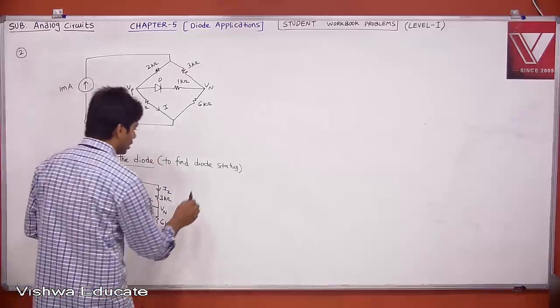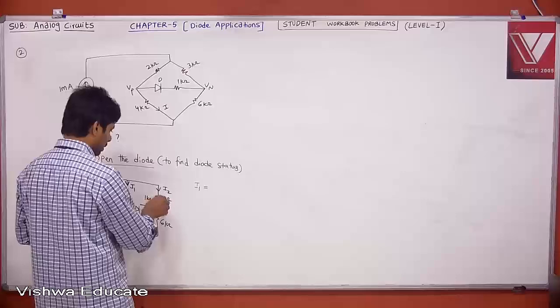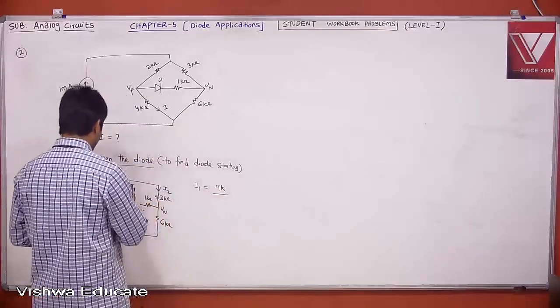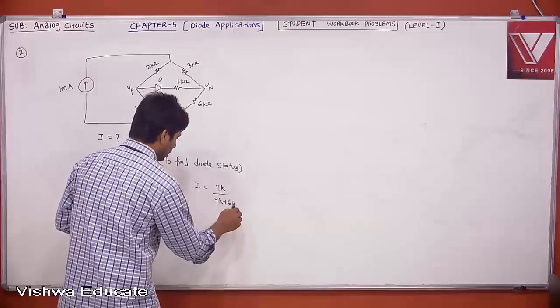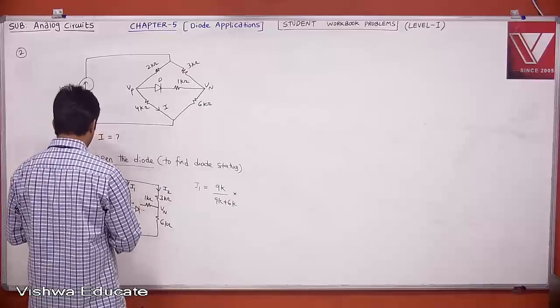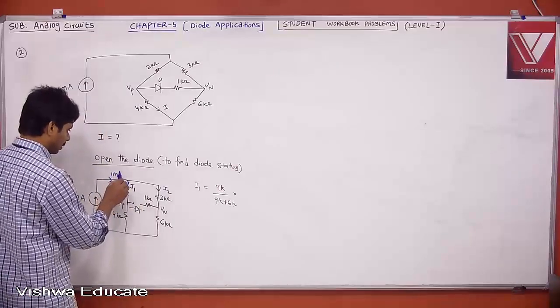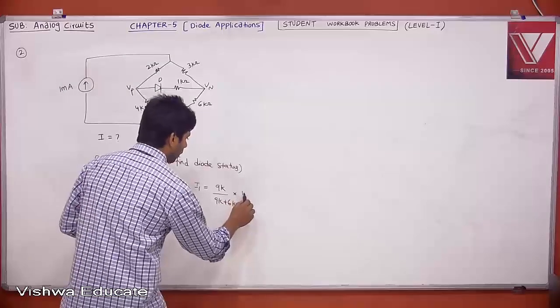Then tell me what your I1 is. Your I1 is nothing but the opposite resistor over the total, both in series. So I1 is equal to 9K divided by 9K plus 6K, into 1 milliampere, because this 1 milliampere is equal to I1 plus I2.